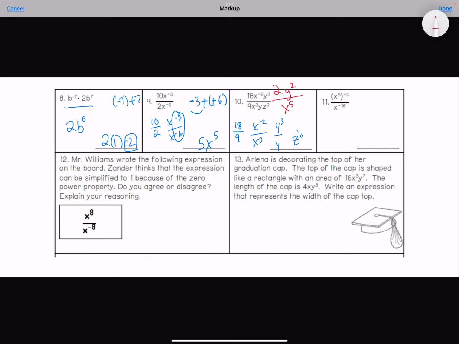So for number 11, I start out, I use my power rule, so I multiply. So I have x to the negative 15th over x to the negative 16th. Negative 15 minus negative 16. Keep change opposite. I'm left with negative 15 plus 16 is 1. So we're left with x to the 1st power.